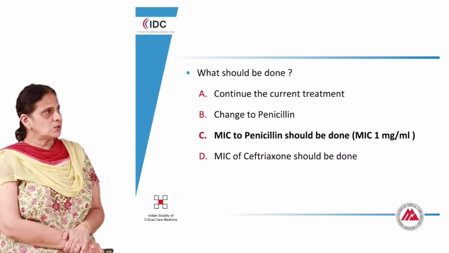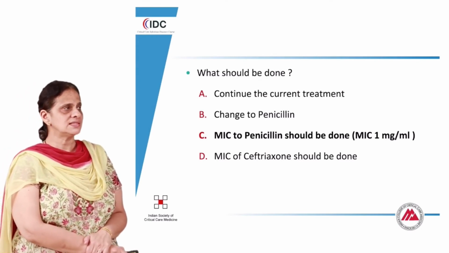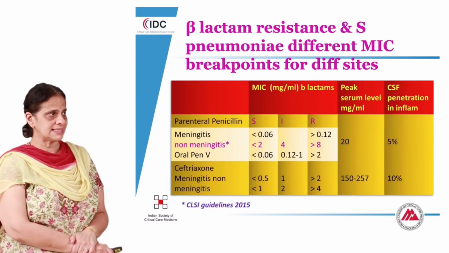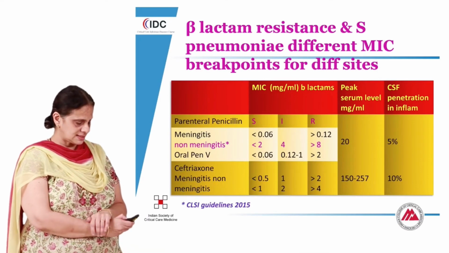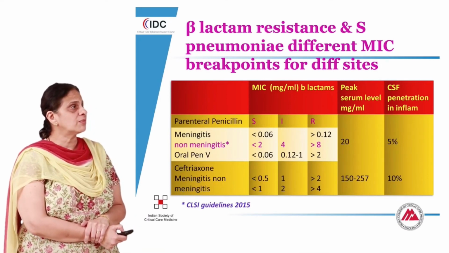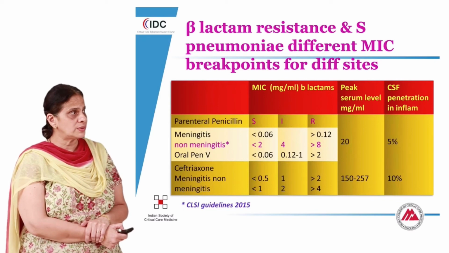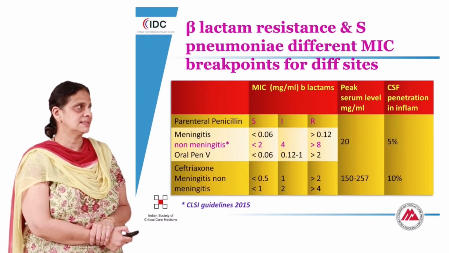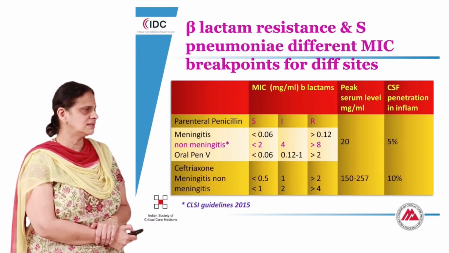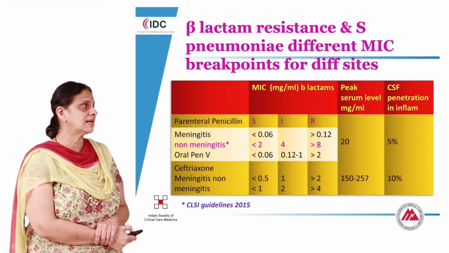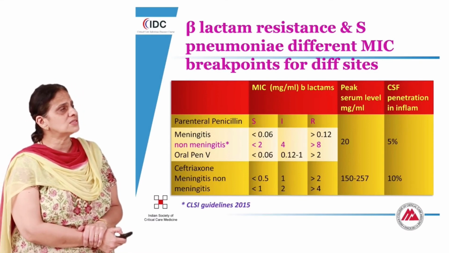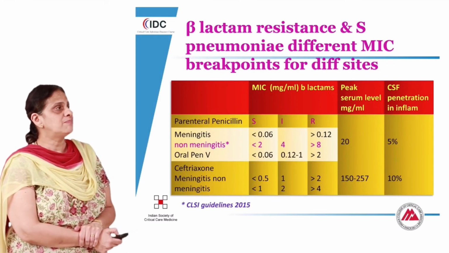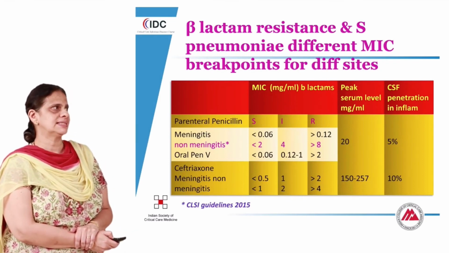So you need to actually look at the MIC to penicillin. In this situation it was 1. And this chart is the current CLSI guidelines which show that for meningitis, the susceptible breakpoint is 0.12, and anything more than 0.12 is resistant. That wouldn't apply to non-meningitis sites such as pneumonia or bacteremia, where the resistant breakpoint is so much different. It's 0.12 for the meninges and more than 8 for non-meningeal sites.